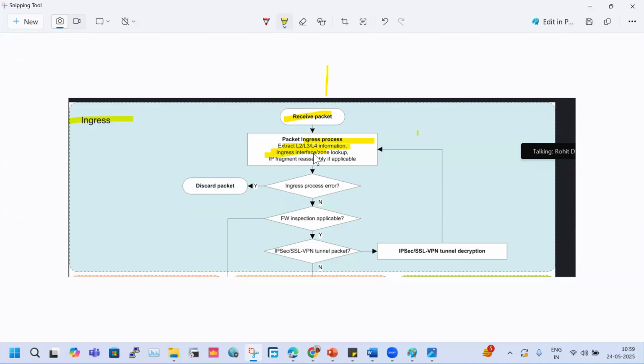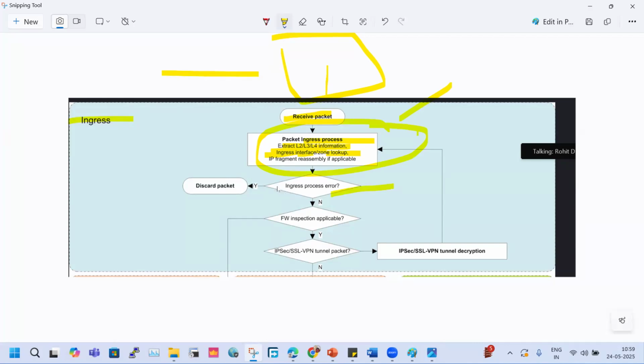And then it will check the interface and zone lookup, right? Which interface it is coming from, and in which zone we have placed this interface. All those things it will verify. It will fetch the details, and then go next and check for errors, whether this data has any kind of error or not. If it has any error, then it will discard the packet immediately. Else, if it doesn't have any error, then it will go to the next stage.